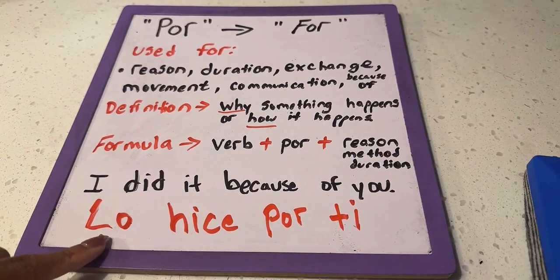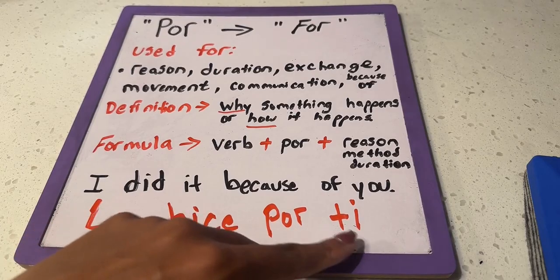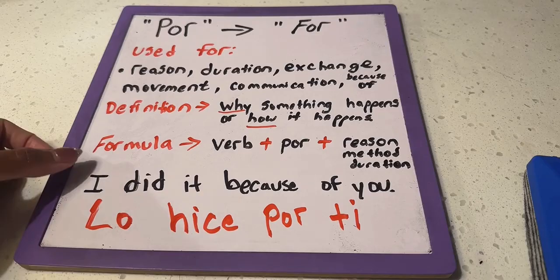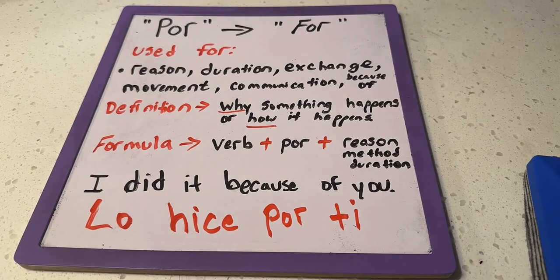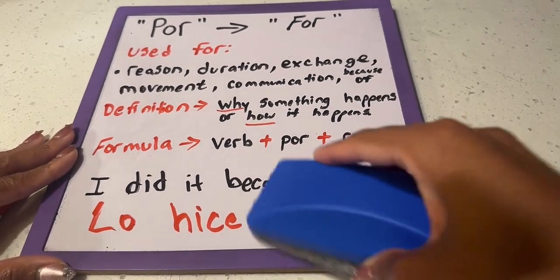So, lo means it. Hice, I did. Por is for. Ti is you. So it looks like I did it for you, but the way we do it is I did it because of you. That's the way it translates to English. So, lo hice por ti. Lo hice por ti. Okay? So, good job on that one. Let's do our other example.